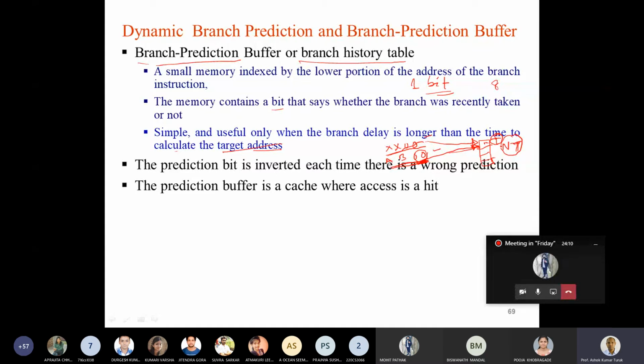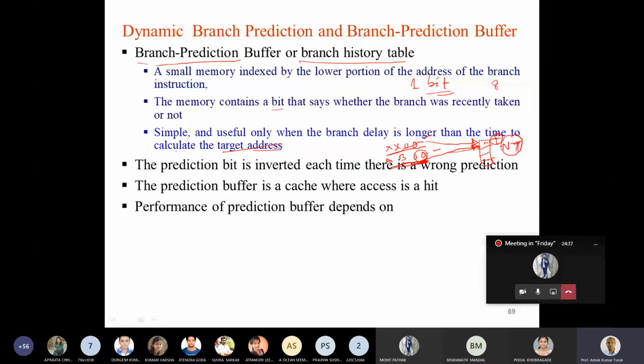And this prediction buffer is a cache where the access is always a hit. That means it will contain the prediction information, whether to be predicted taken or predicted not taken. So it is always a hit in the prediction buffer.